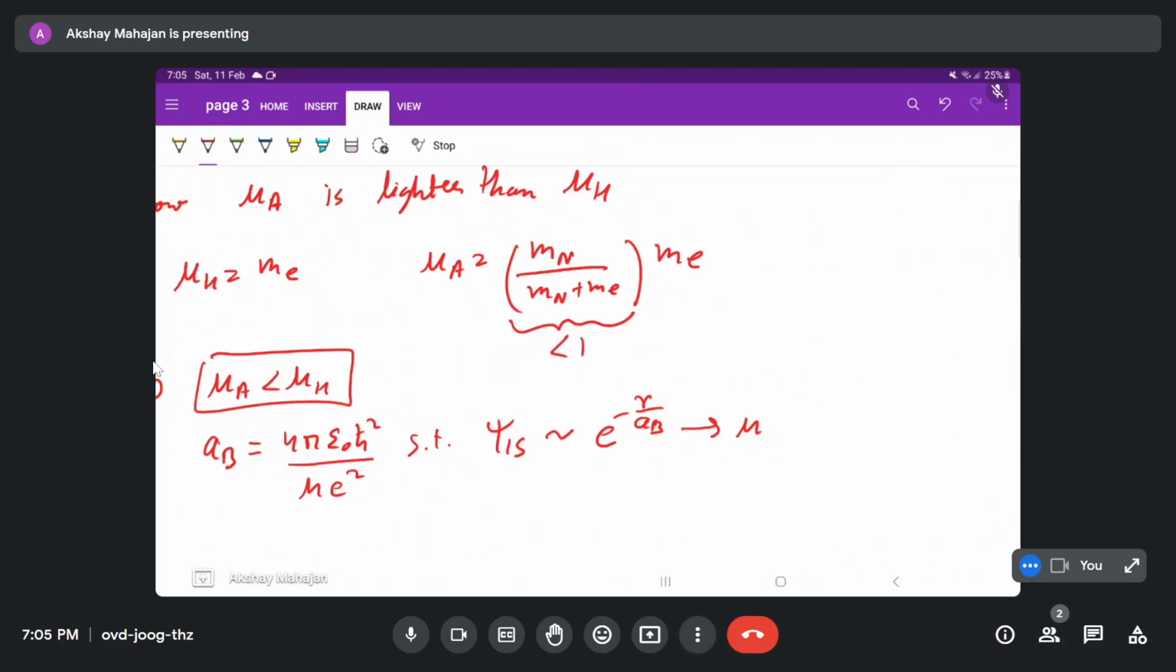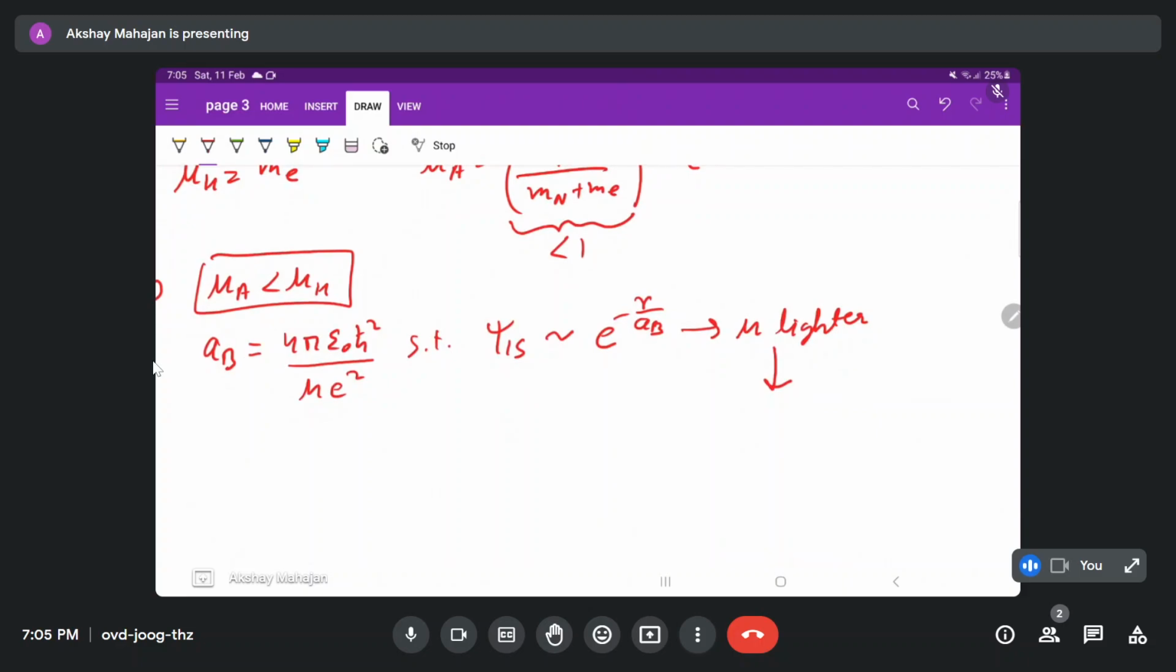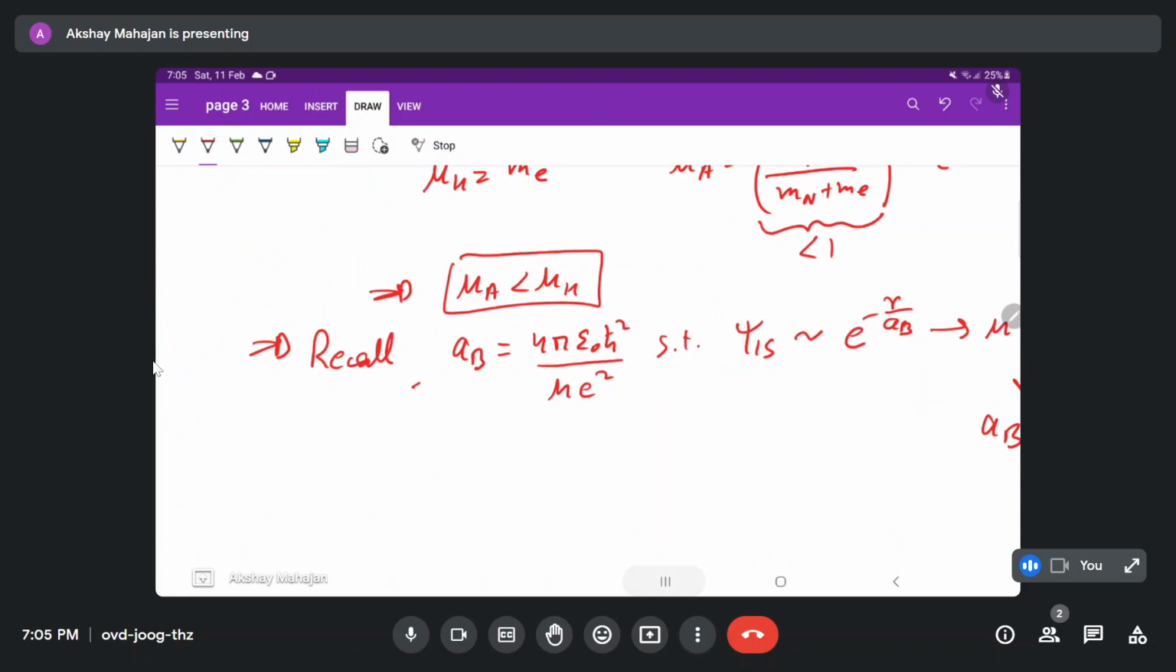So if our mu is lighter, then what will happen here is our Bohr radius, as you can see, a_B will be on this side. This is our Bohr radius.